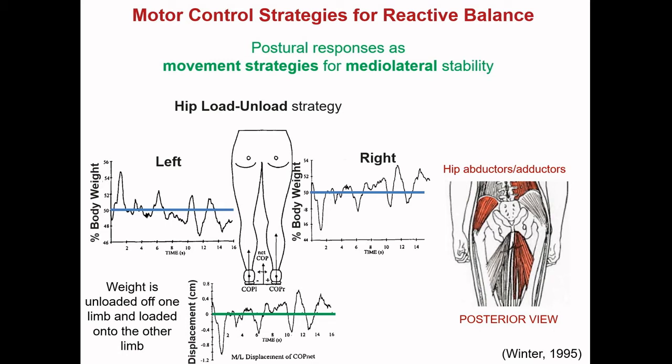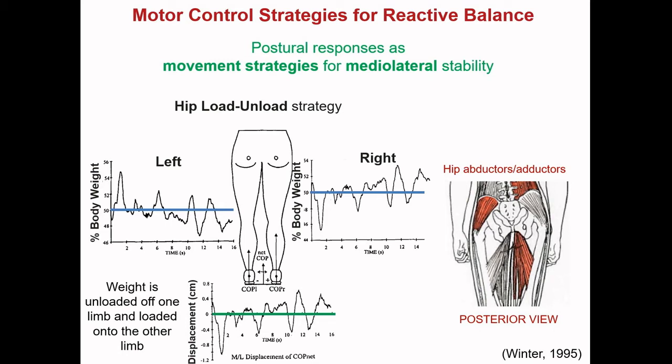In the graph at the bottom, we can see the changes in center of pressure that accompany these weight shifts. This graph shows the mediolateral position of the center of pressure under the feet. The green line shows the midpoint between the feet. When body weight is just distributed symmetrically across the legs, then we expect the center of pressure to be located between the two feet. Remember, the center of pressure is the location of the ground reaction force vector.